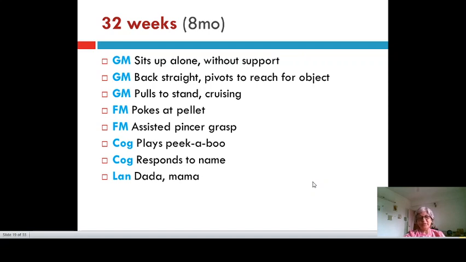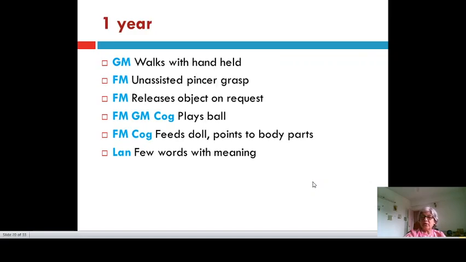The baby is comfortable with the primary caregiver, does not want to stay with somebody else, and he'll be looking for the primary caregiver. He responds to name when called, and this is when he starts speaking out 2 syllables, dada, mama. Then we go on to 1 year.